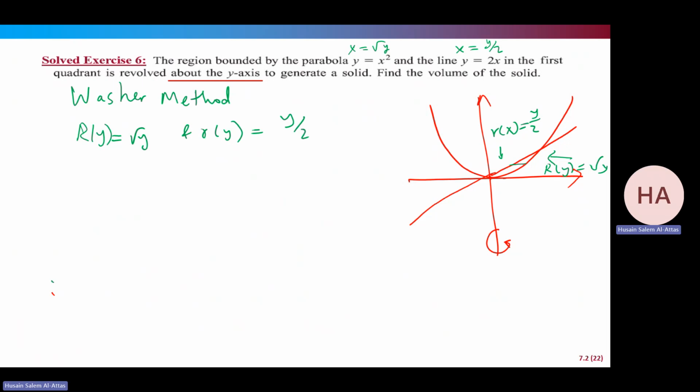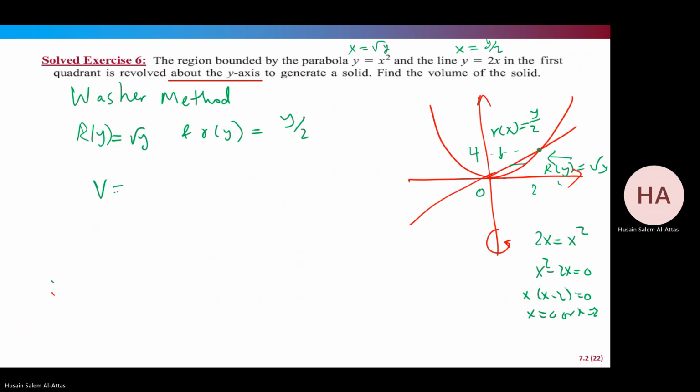So what will be the value? What are these? This is 0 and 1. Very clear. 0 and, no, not 1. So I will need to equate them. 2x equal x square. So I have x square minus 2x equals 0. x times x minus 2 equals 0. So it's x equals 0 or x equal 2. This is 2 for the x. But for the y, it will be 4. So the limits of integration will be in terms of y, not in terms of x. So it will be from 0 to 4.